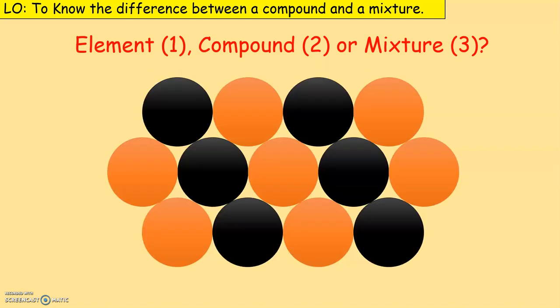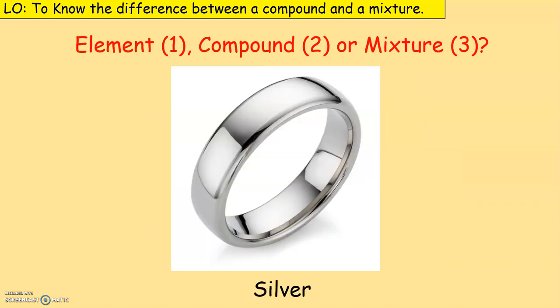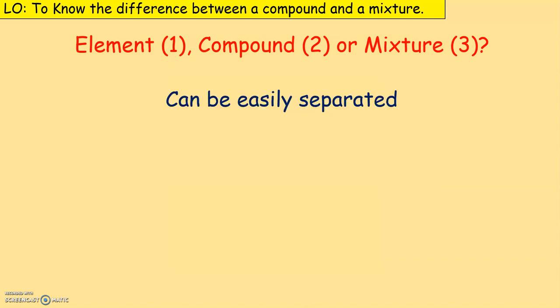A quick fire question. Let's look at this one. Element, compound, mixture. Which one? A compound. Chemically bonded together. Job well done if you got it right. And the next one, silver. Is that a compound, element, or mixture? It's an element made up of only one type of atom.